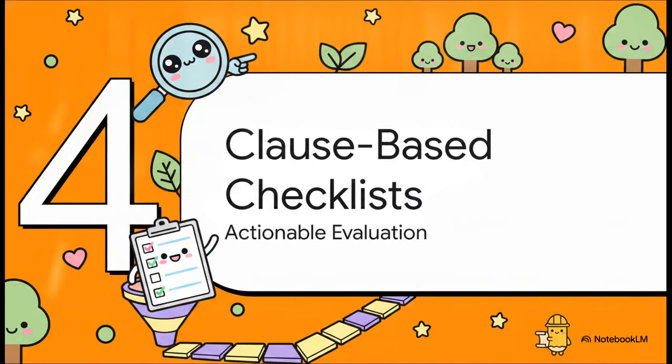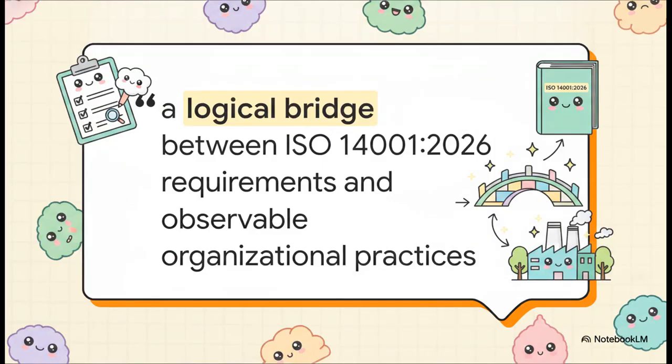All right, let's head into Section 4, clause-referenced audit checklists. So how do we take all these high-level standard clauses and turn them into things we can actually use out in the field? There's a brilliant quote from the source material that says these checklists provide a logical bridge between ISO 14001:2026 requirements and observable organizational practices. It reframes the checklist from just a boring bureaucratic form into a vital interpretive tool. It translates complex standard speak into something you can actually see with your own eyes.